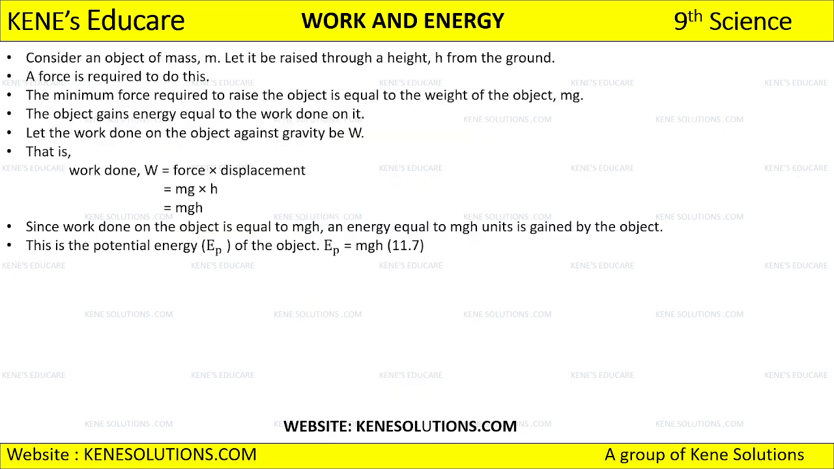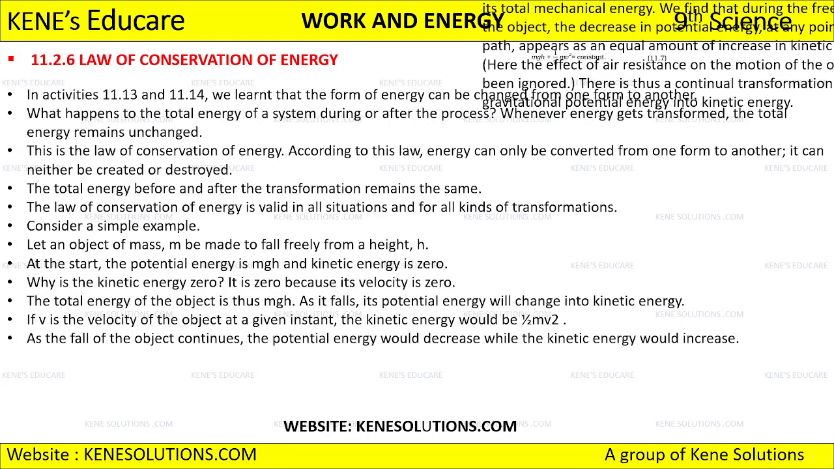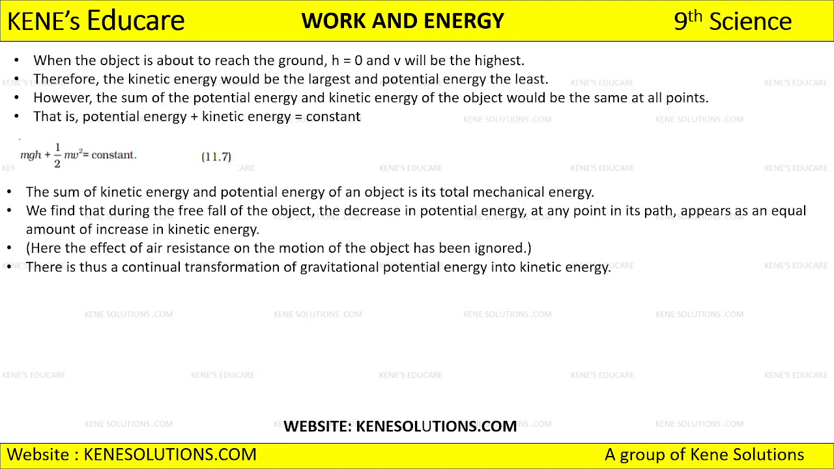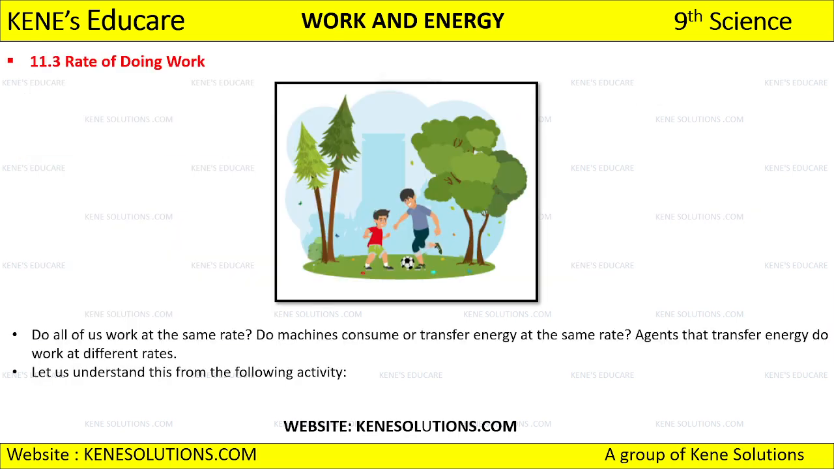Okay. Then after that, we'll discuss examples, and then we have the topic: are various energy forms interconvertible? Can we interconvert those energy forms or not? So we'll be discussing that. Then after that, we again have an activity and the law of conservation of energy to discuss in detail, where I told you that whenever it comes to conservation of energy, we have the addition of kinetic and potential energy both, right? So after that, we have these activities, and then we have the rate of doing work. We'll be discussing that as well.